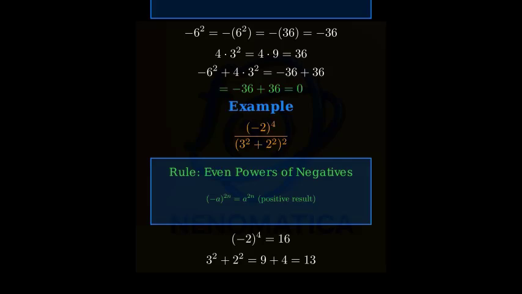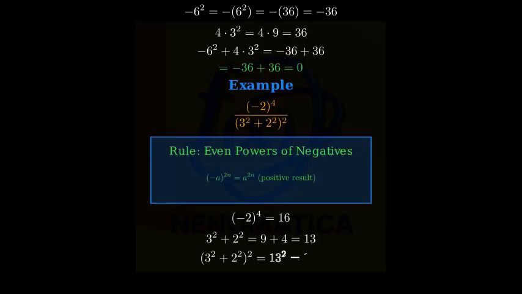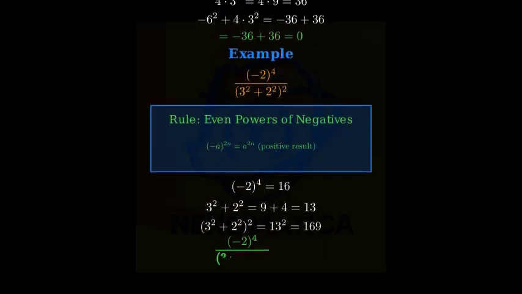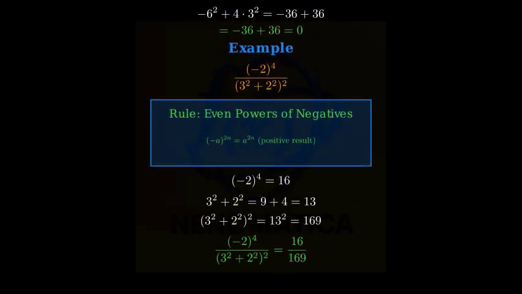Now for the denominator, let's first calculate 3 squared plus 2 squared. 3 squared is 9, and 2 squared is 4. Adding them gives us 13. Now we need to square 13. 13 squared equals 169. Now we can compute the final fraction by dividing 16 by 169.